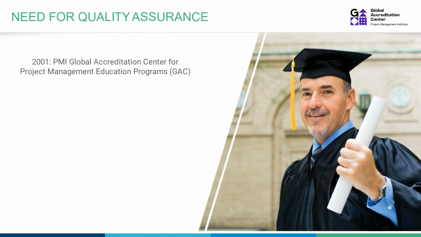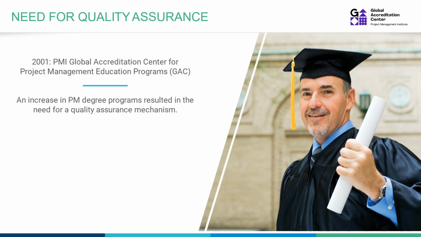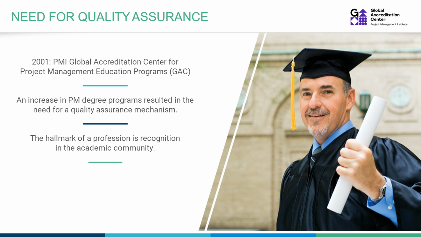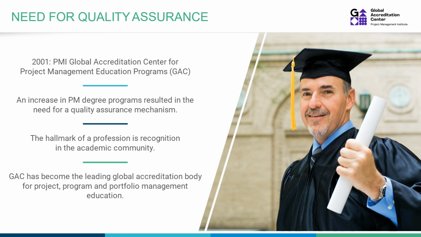PMI founded the GAC in 2001 as a specialized programmatic accrediting body for project management education. A steady increase in project management degree programs in higher education resulted in a need for the quality assurance that the GAC provides. Additionally, PMI understood that the academic community's support and recognition is essential to the success of any program of study. PMI created the GAC as an accrediting body to ensure global accreditation standards in project management education and to foster the growth and acceptance of the project management profession within academic institutions. Since its founding, the GAC has become the leading global accreditation body for project, program, and portfolio management education.